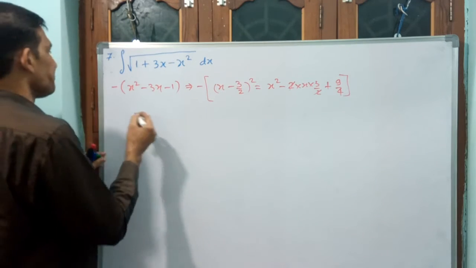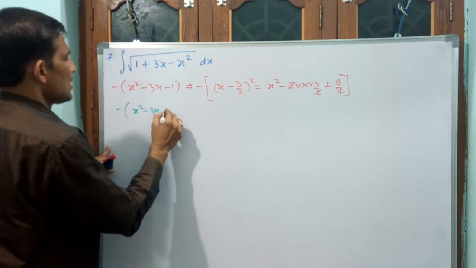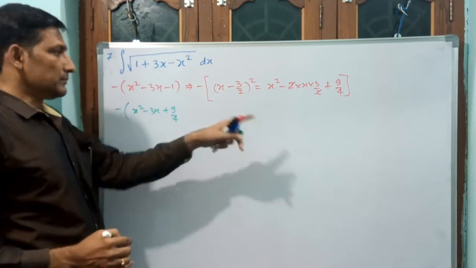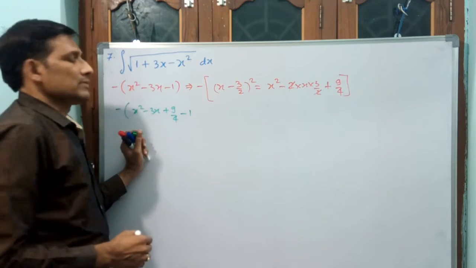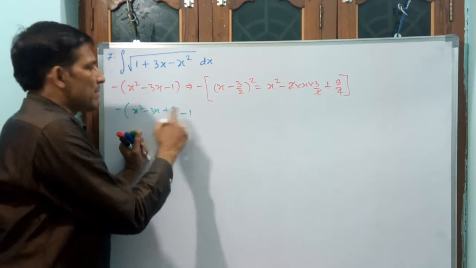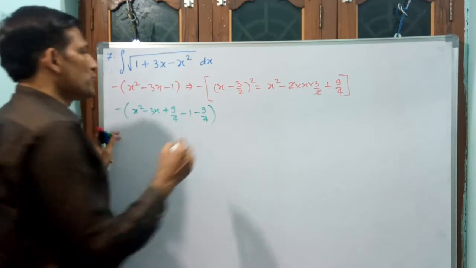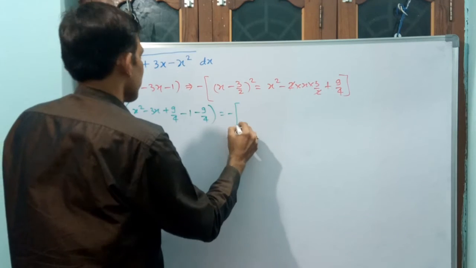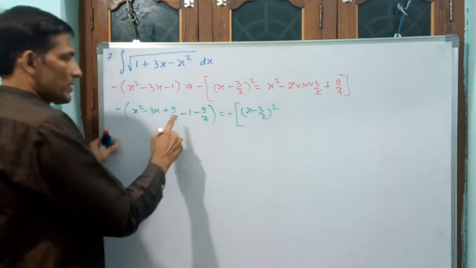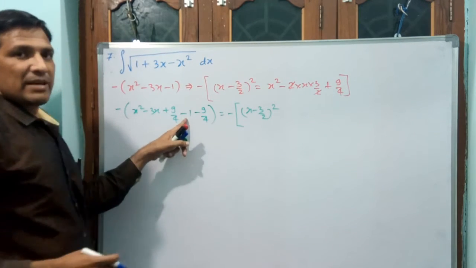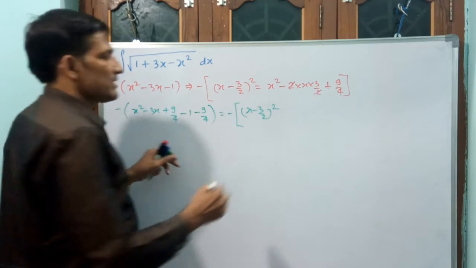Logically, minus I am keeping x square minus 3x plus 9 by 4, I have kept as per this formula. But you see, you require minus 1, na? Write minus 1. You remove my plus 9 by 4 by minus 9 by 4. Is it okay? Definitely okay. See what I am going to do now. That is equal to minus of, this is (x minus 3 by 2) whole square up to here, minus 1 minus 9 by 4, minus 4 minus 9, minus 13 by 4, minus 13 by 4.